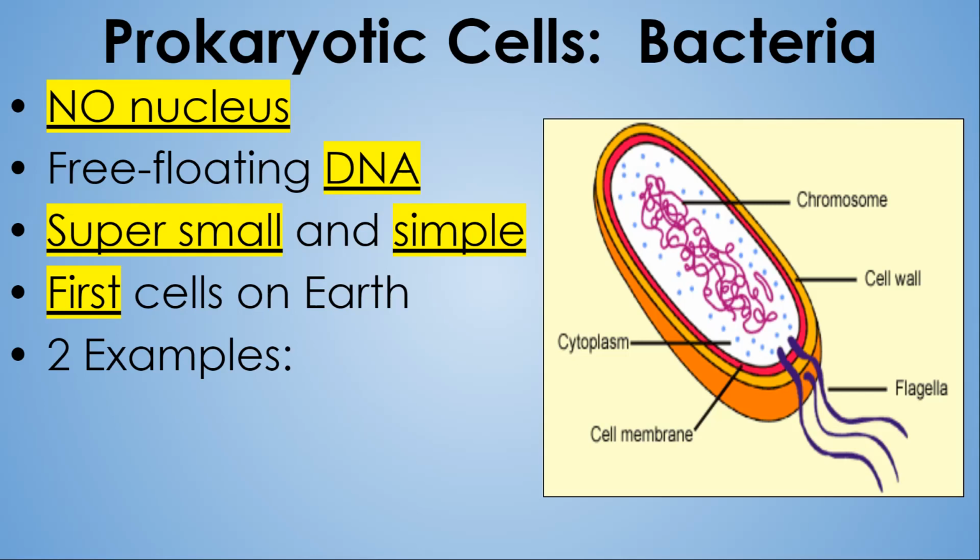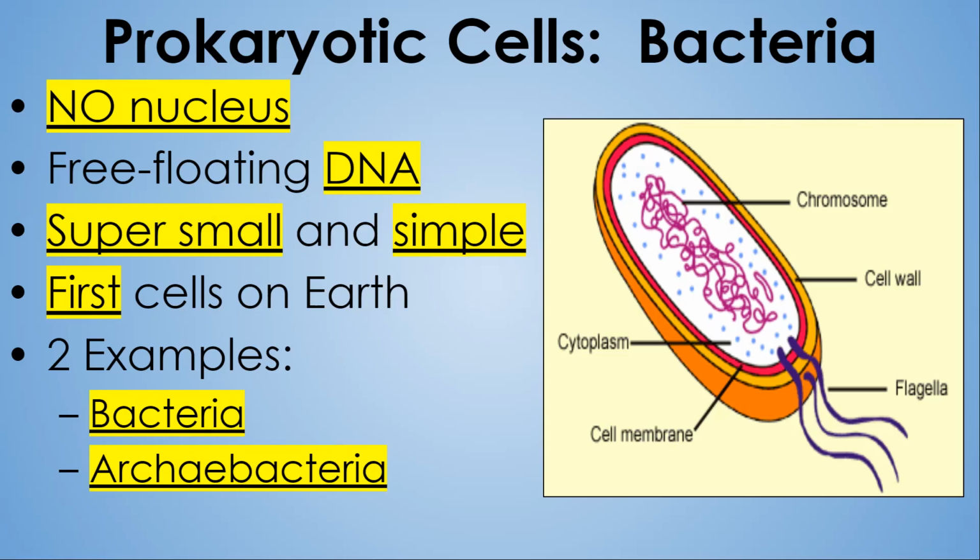And the two main examples of prokaryotic cells are bacteria and archaebacteria. And those are the two domains that are prokaryotic. And we'll talk about domains and kingdoms and all of that a little bit later in the year. But bacteria and archaebacteria are the two types of cells that are prokaryotic cells. They have no nucleus and they have no membrane-bound organelles at all. They do have organelles, they're just not membrane-bound organelles. So the only membranes that they have is their cell membrane or their plasma membrane that surrounds them on the outside.